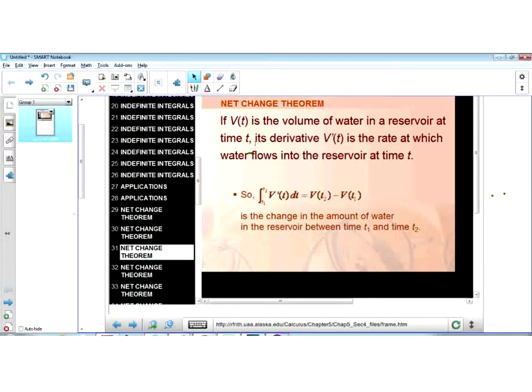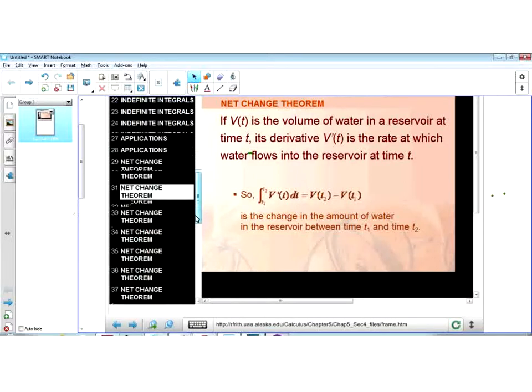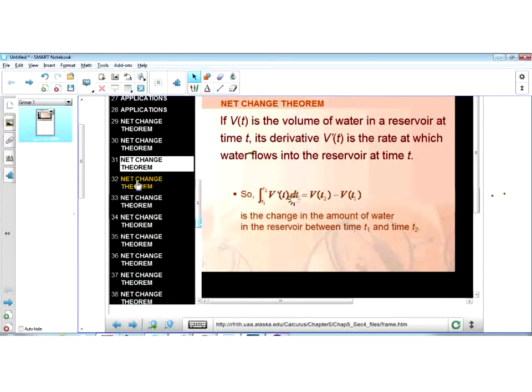So if V(t) is the volume of water in a reservoir at time t, its derivative, V prime of t, is the rate at which water flows into the reservoir at time t. So this formula is the change in the amount of water in the reservoir between times t1 and t2. The volume at time t2 minus the volume at time t1, expressed in terms of the rate of change of water flowing into the reservoir. Okay. Civil engineering problem there.